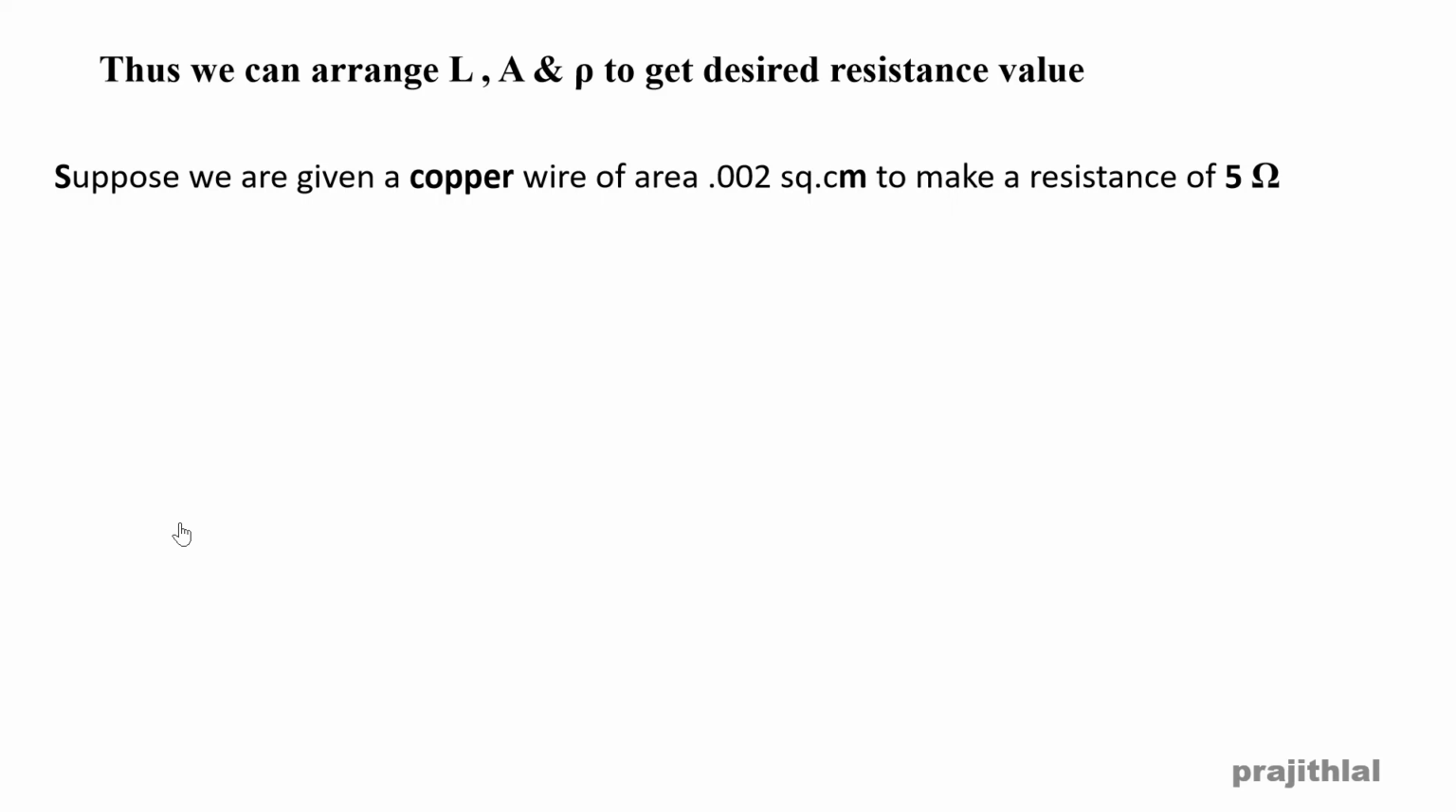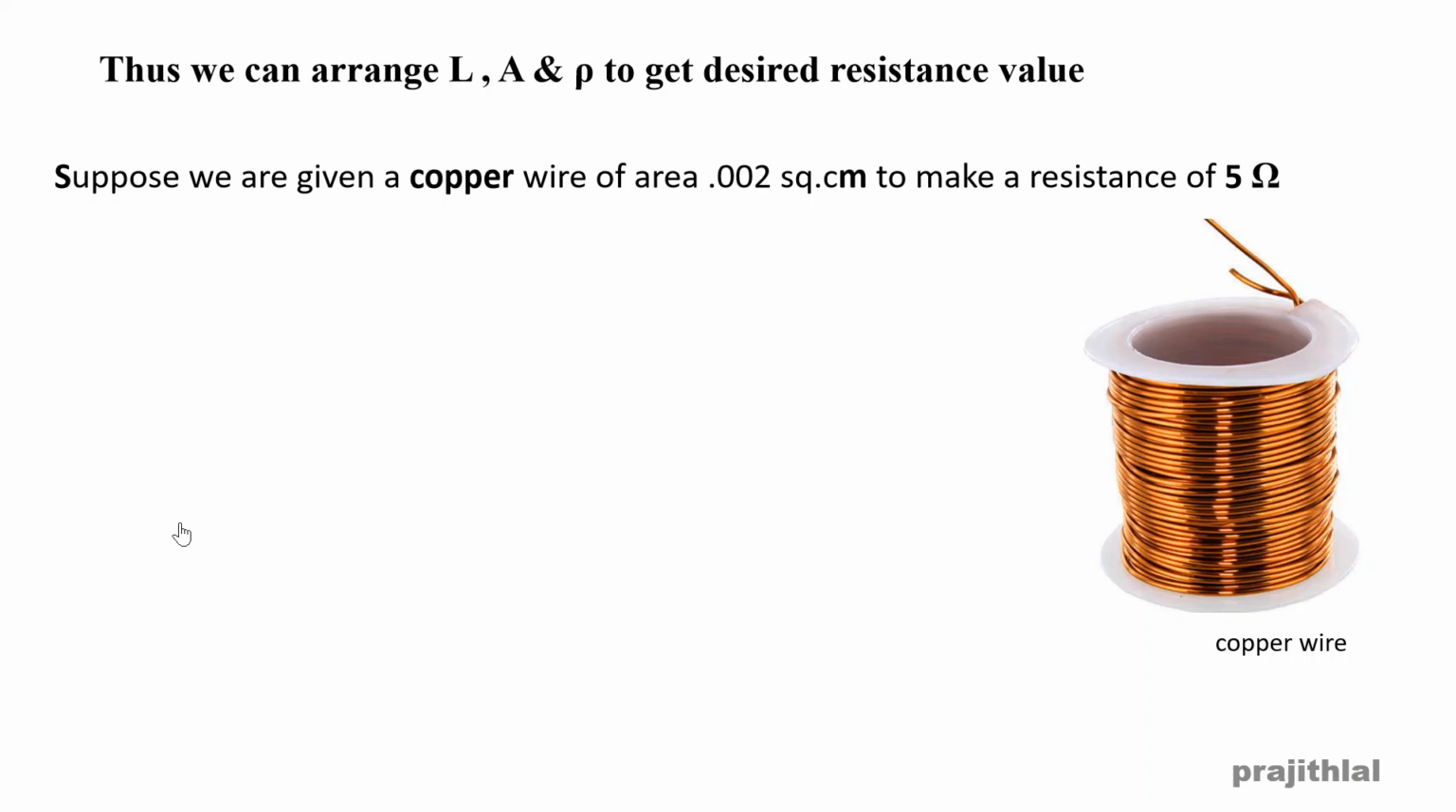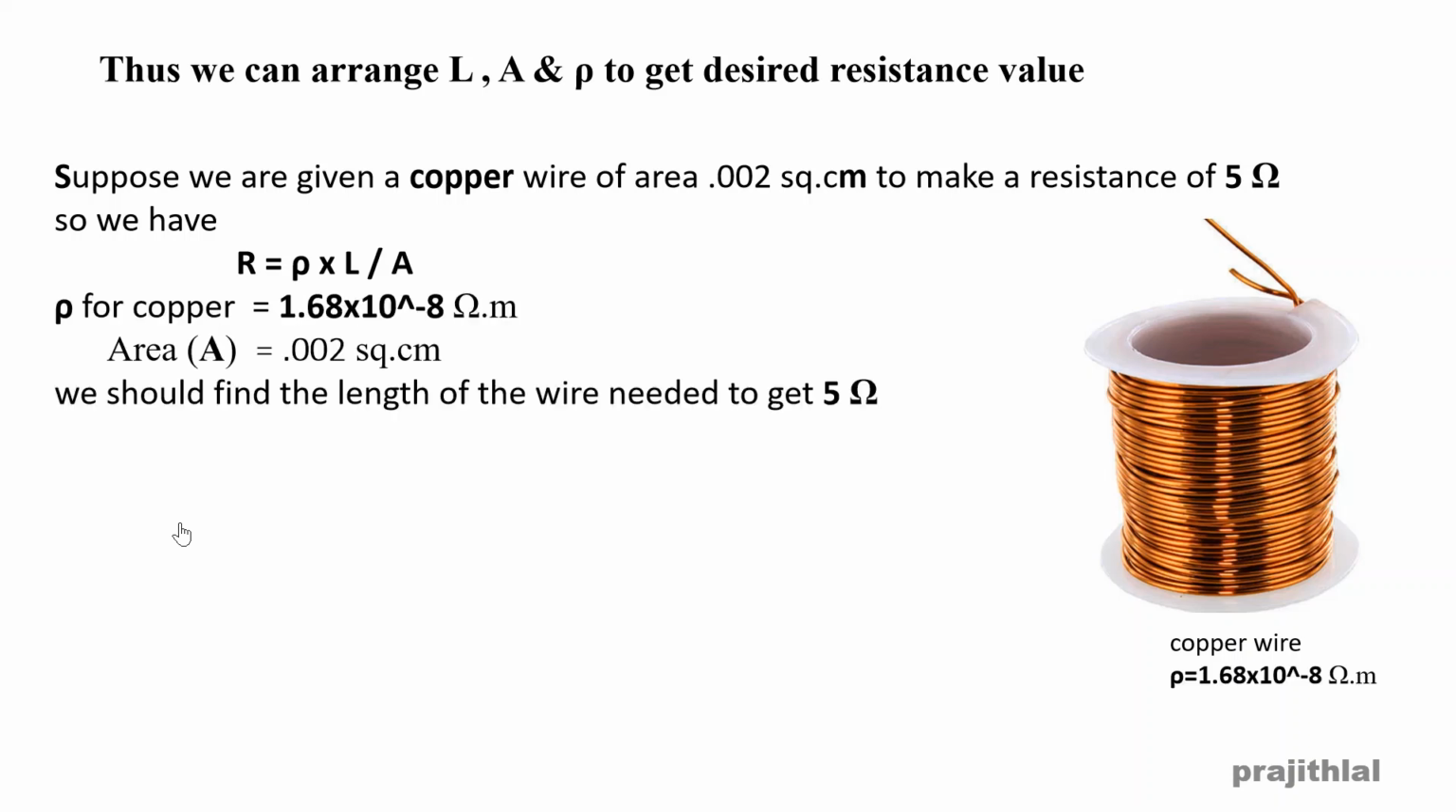So, we are given a copper wire. Its area is given as 0.002 square centimeter. We are given the task to make a 5 ohm resistance. So, what we have is a copper wire, its area is given, and we need to make a 5 ohm resistance. So, we have the equation resistance R equals rho into L by A. As we said, each element has a unique rho value. The rho value for copper is 1.68 into 10 raised to minus 8 ohm meter and the area is given as 0.02 square centimeter. So we need to find the length of the wire needed to get 5 ohm resistance.